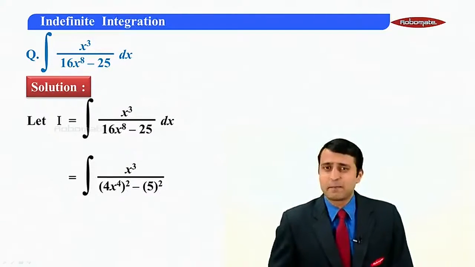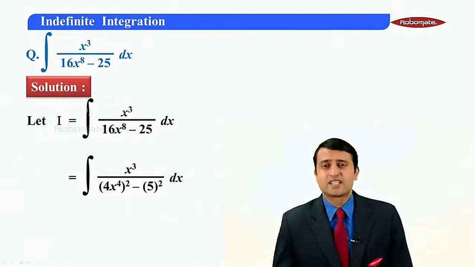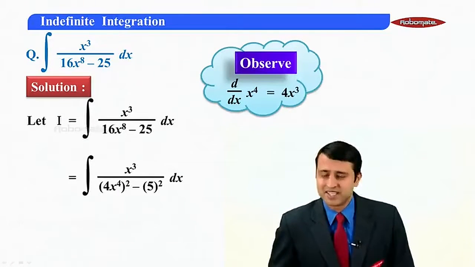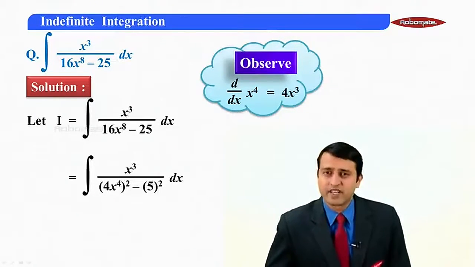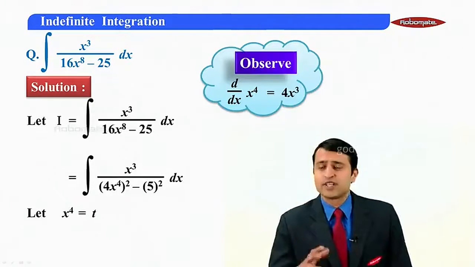As I said some time back, x raised to 4 is the function here and its derivative is nothing but x cube, or 4x cube to be precise. So here we have a function, we also have the derivative. So let us write the substitution. Let x raised to 4 is t.